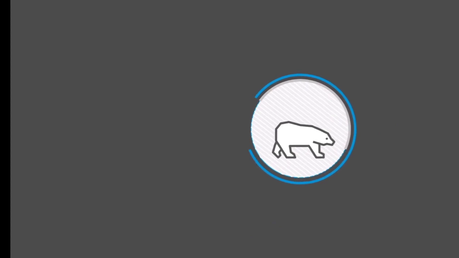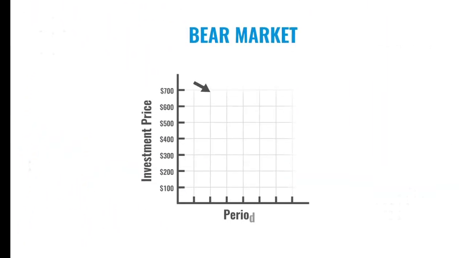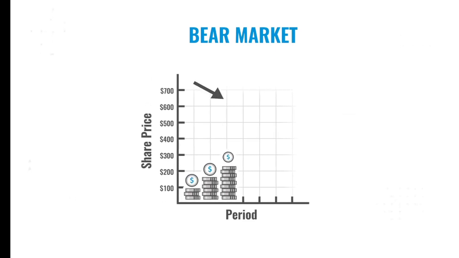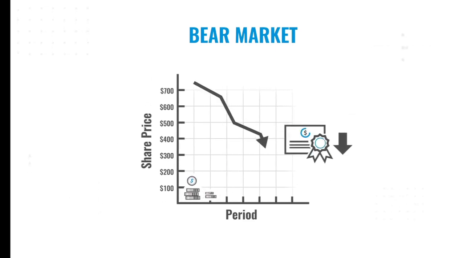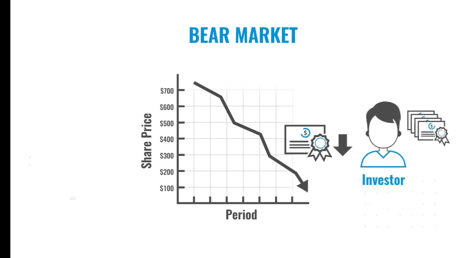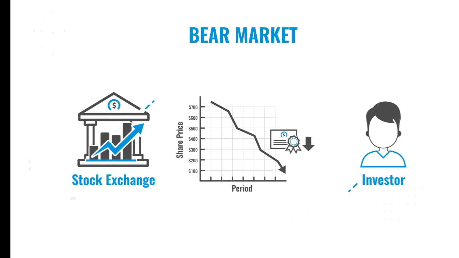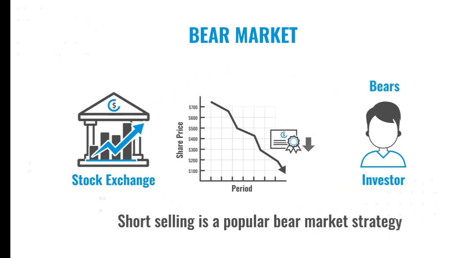Bear market. A bear market, on the other hand, occurs when investment prices are declining for a sustained period and the market sentiment is low or negative. A bear market is characterized by selling, as the economy is not doing very well. The investors are pessimistic and tend to sell their shares rather than buy new ones, and thus are called bears. Short selling is a popular bear market strategy.